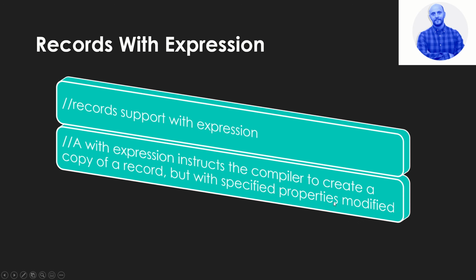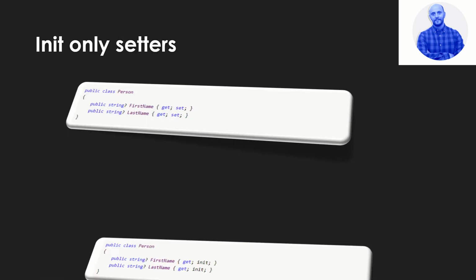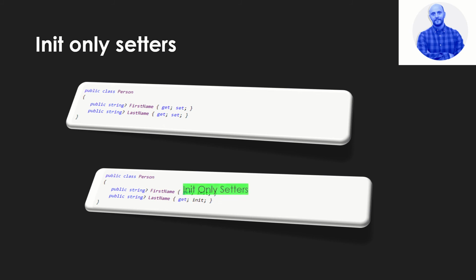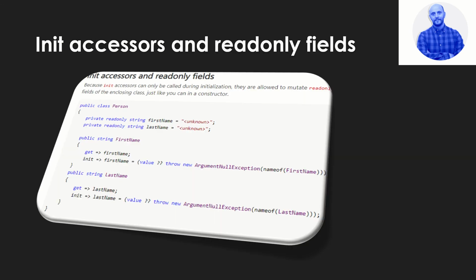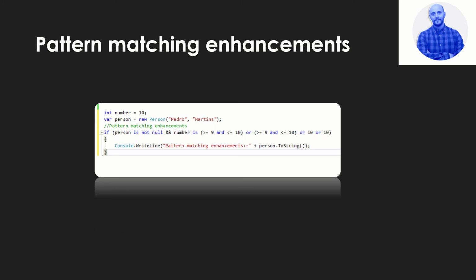I'm talking a little bit about init only setters. Okay, what is init? These are the init only setters. And is this also init access and read-only fields? Yeah, this is a particular term because you can access the read-only fields, but only in initialization, okay, because it's mutated, right? But only in the initializer of the class. Okay, so this is the pattern matching enhancements.